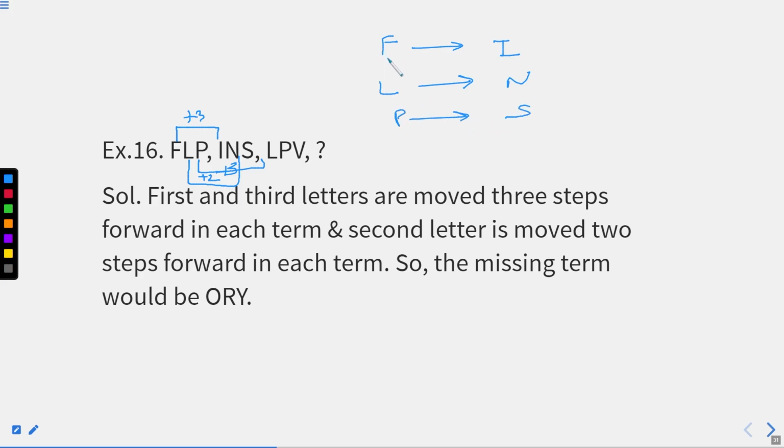So first we need to figure out the place value of F, that is 6. I mentioned about plus 3 comes out to be 9, which is the place value of I. Then L. L's place value is 12, and here we're getting N, having place value of 14, which is plus 2. P moves to S. We know the place value of P, that is 16. Plus 3, we get 19, which is the place value of S. So we are following this sequence throughout the series.